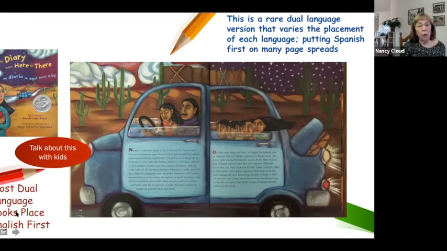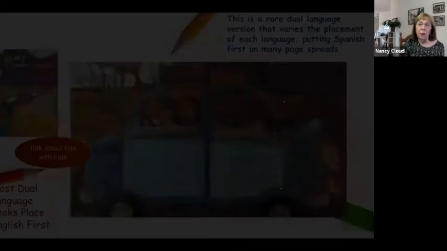But most dual language books place English first because they want to sell a lot of books. It's just a commercial purpose. And they want a lot of teachers to say, oh, I can use that book. And so they put the English first. But we need to talk about that with kids in our grade levels and ask them about social justice and the fairness of English always coming first. We want them to think about that. Is it fair? Is it just? And why does English always come first?